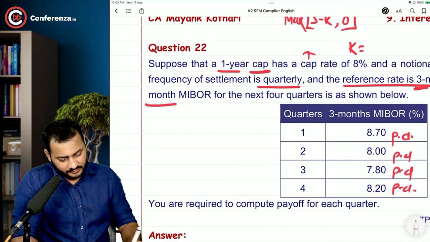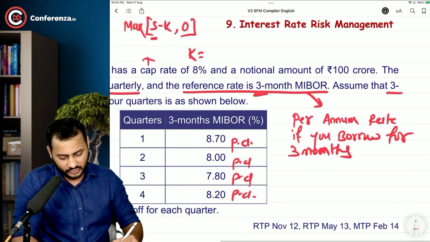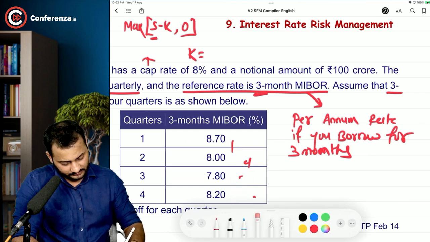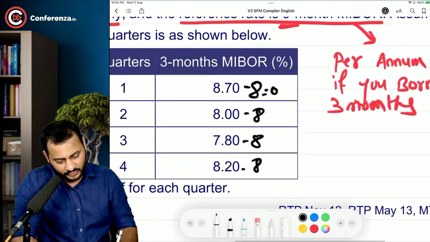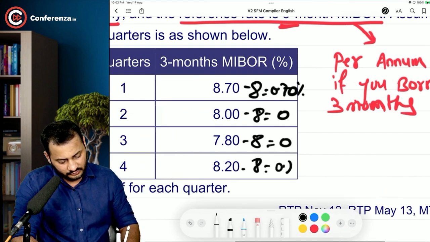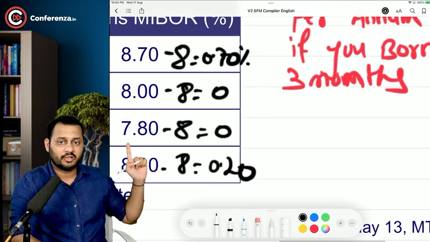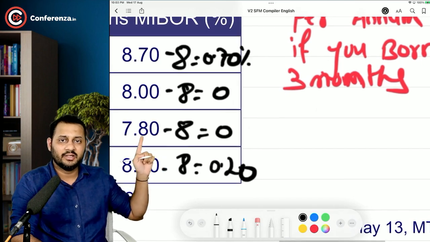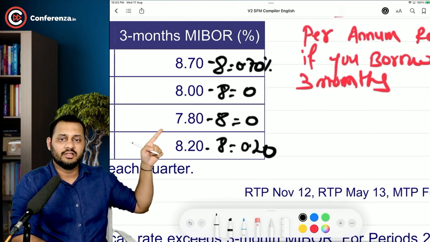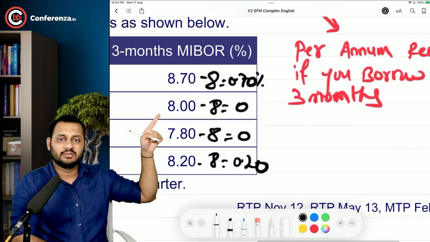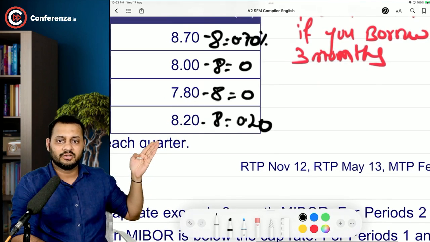So what I am going to do is keep the spot first. I will just write it like this: S minus 8. I can clearly see that the spot is lesser than the strike. The answer will be negative and the payoff will be maximum of negative and 0, which is 0. So that's why I have written 0. 8 minus 8 is also 0. This is going to be 0.20.